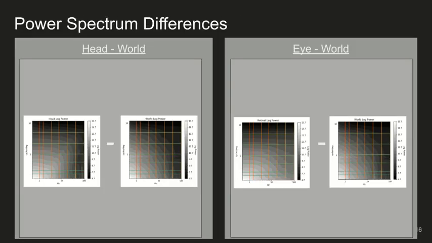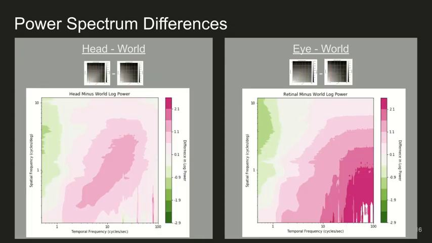To separate out the effect of these two ego motion types, we take the world power spectrum as a baseline and subtract it from the power spectra for the head condition, shown on the left. We do the same for eye motion shown on the right, subtracting the world condition as a baseline. This shows us where in spatiotemporal power space the signal power is changing. We see that overall, these changes in power from ego motion are primarily from boosting effects rather than attenuation of signal.